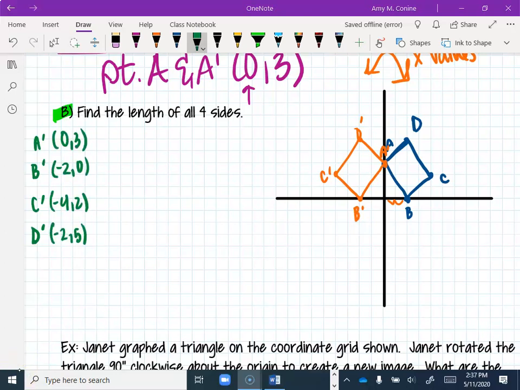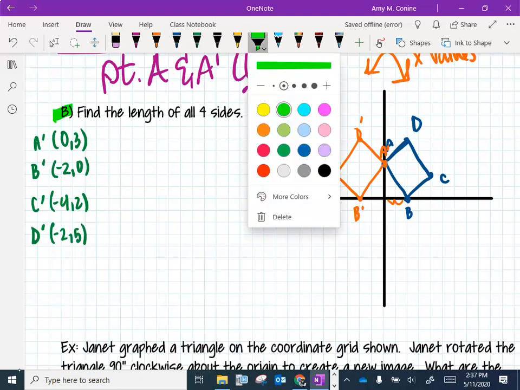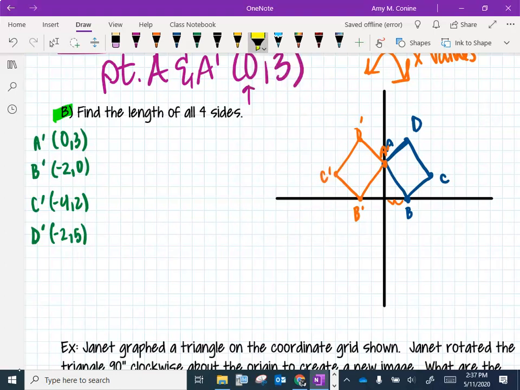We probably should have done that already, but we should have these points now: (0, 3), (-2, 0), (-4, 2), and (-2, 5). I just want you to make sure you know which points you have. So the first thing we're going to do is find the distance from A prime to B prime. How I'm going to show this is I'm going to write A prime, B prime, and put a little line over it.